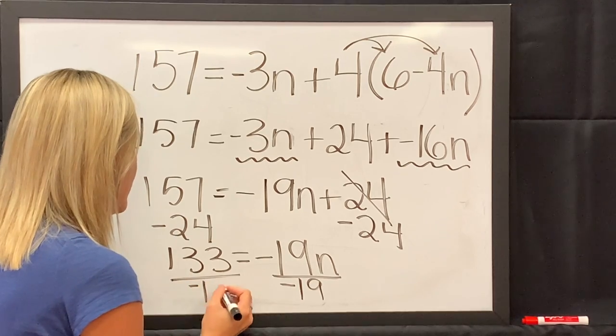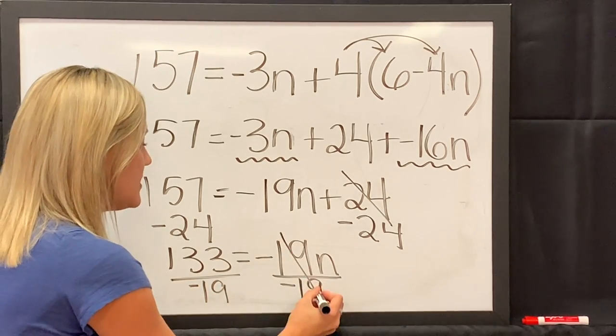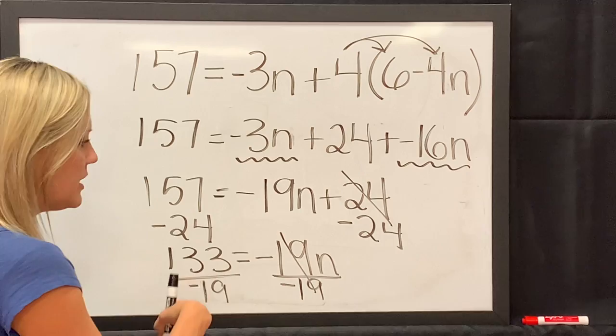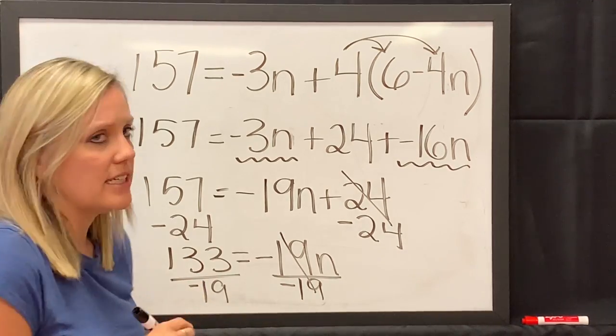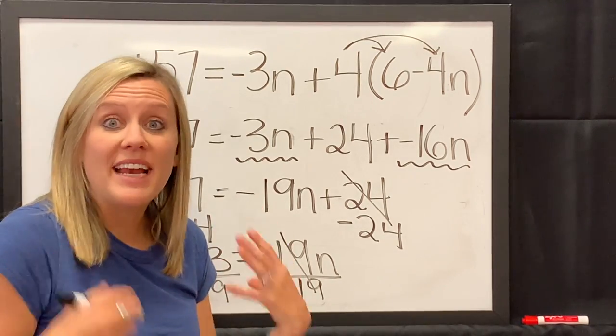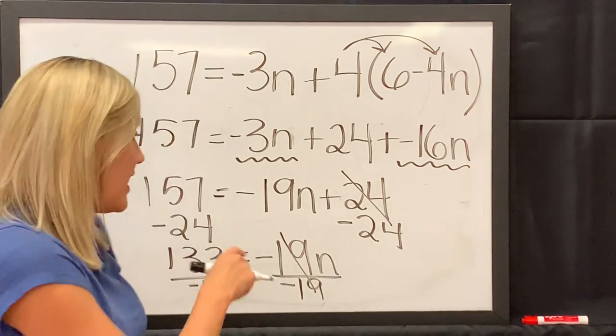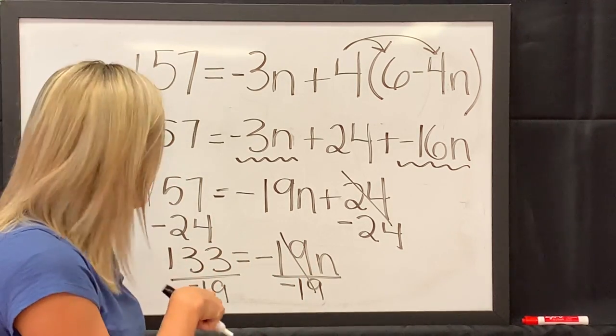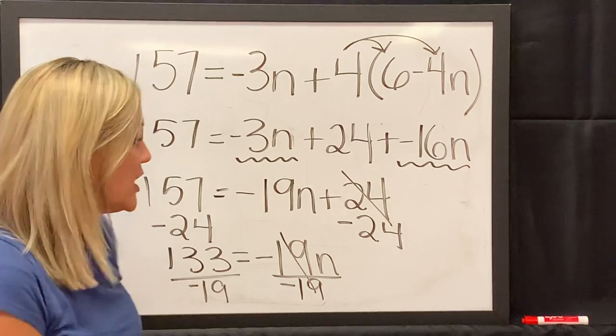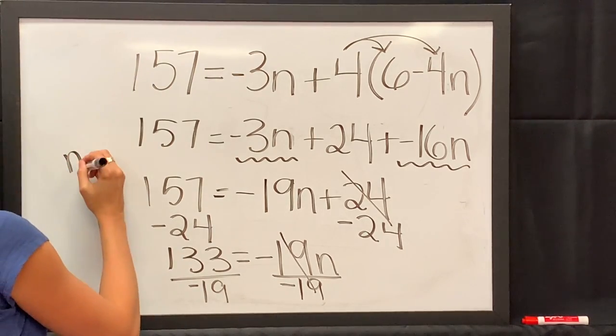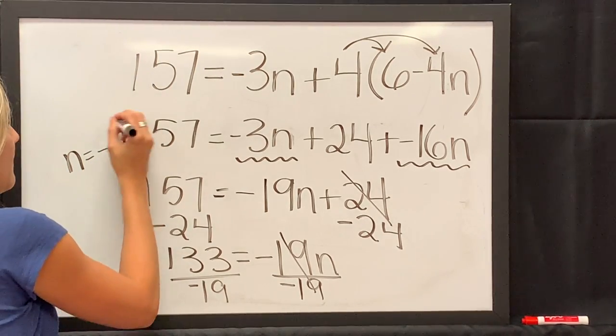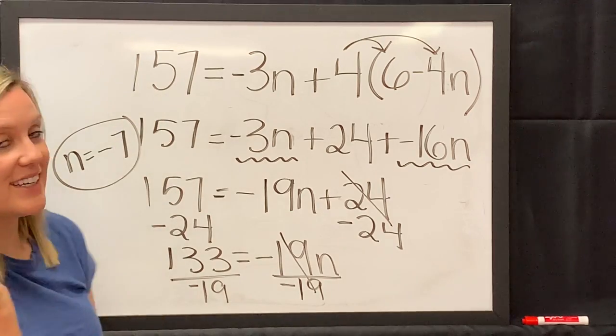Divide by negative 19. These will cancel. And then 133 divided by negative 19. A positive divided by a negative is a negative. And 133 divided by negative 19 is 7. So I'm going to get n equals negative 7.